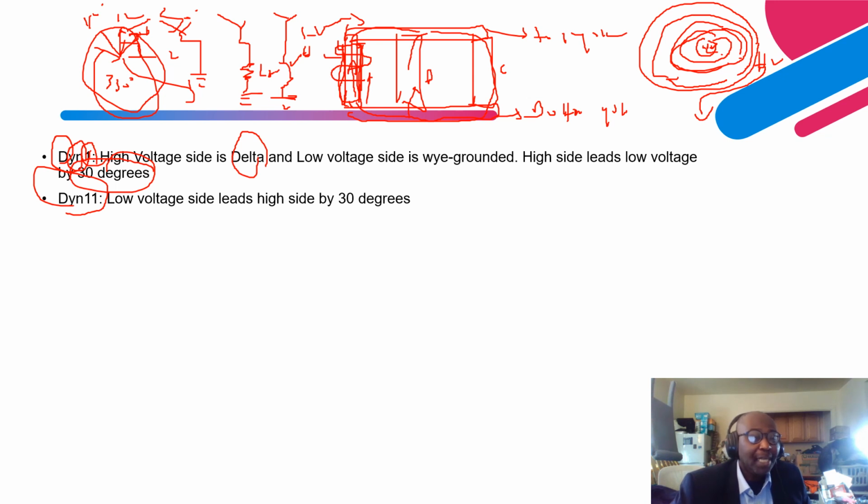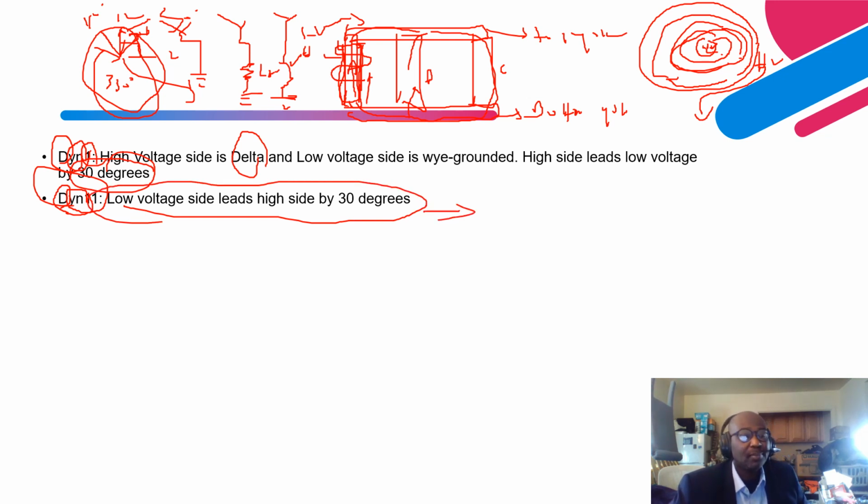Okay, so in that case, it's the other way around, right? Similarly, the high voltage side is wound in the delta. The low voltage side is wound in a Y configuration, Y grounded configuration. But this time, the low voltage side leads the high voltage side by 30 degrees. Basic terms.